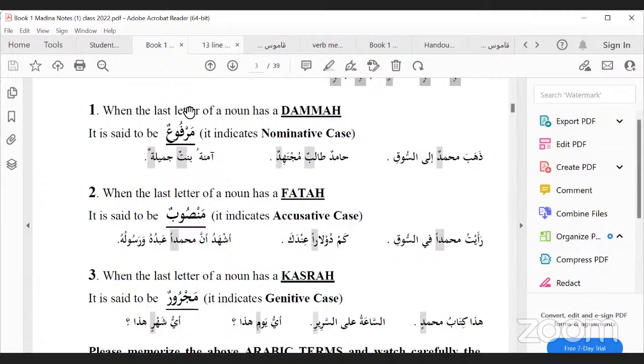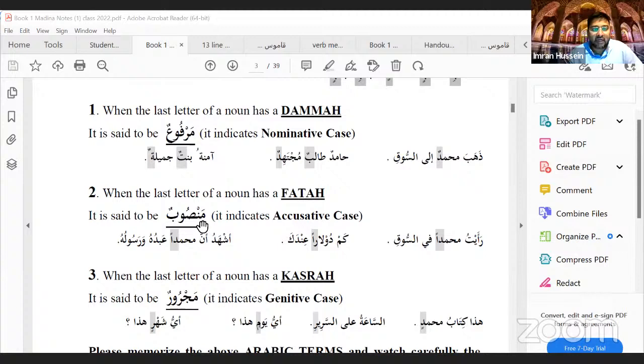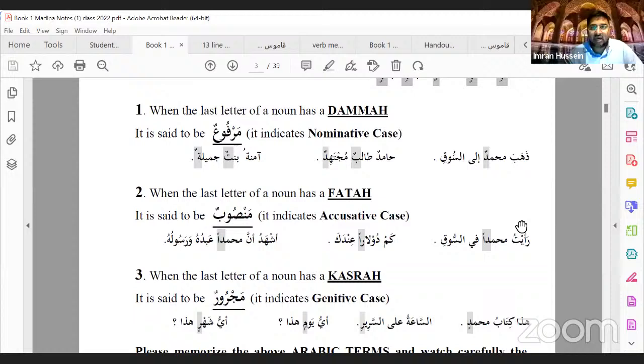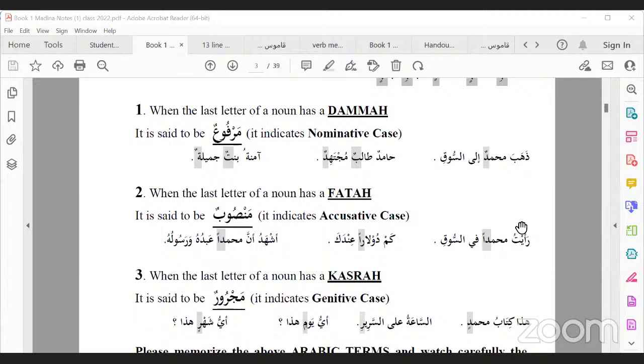Now the next one is called halatul nasb, mansub. When the noun comes with a fatha or a fatha tanween. For example, we say, ashhadu anna muhammadan. The word muhammadan is taking a fatha tanween. This is called halatul mansub. Sister Sabira, is that clear for you? Yes, yes, sir. Yes, Sheikh. Brilliant.